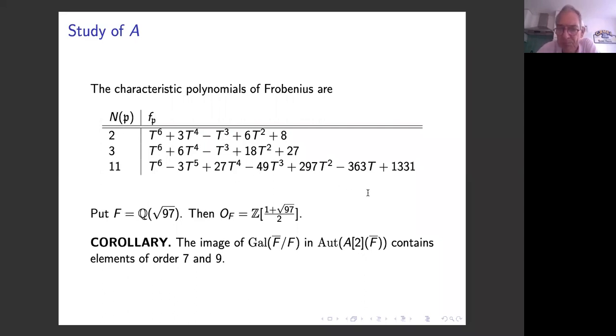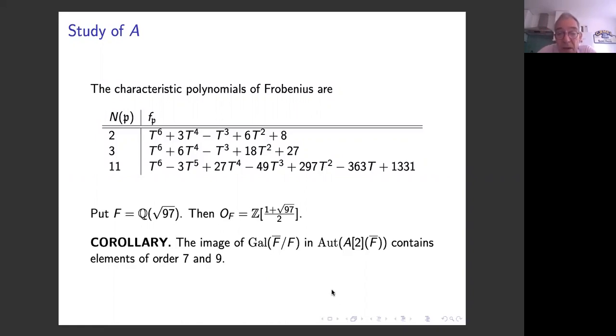Here they are. They are of degree 6 because the Abelian variety has dimension 3. And this is the characteristic polynomial of the matrix that acts on the p-torsion points for every p. Okay, now from now on I will call my field Q(sqrt 97) F, and so the ring of integers is this ring.